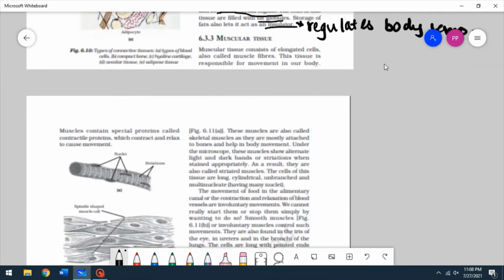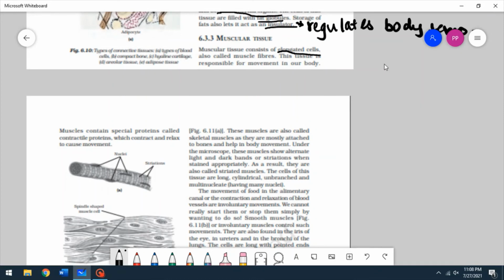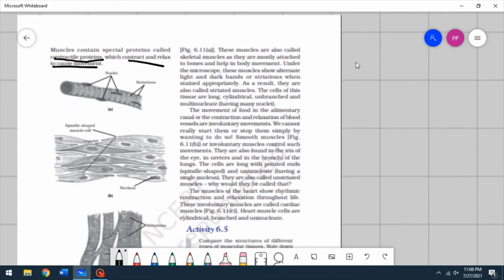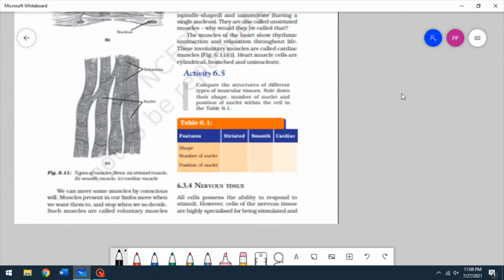Alright, so muscular tissue consists of elongated cells, also known as muscle fibers, and this tissue is responsible for movement in our body. Muscles help our body move. They contain special proteins called contractile proteins, which contract and relax to cause movement. So there are three types of muscular tissues: striated, smooth, and cardiac muscles.